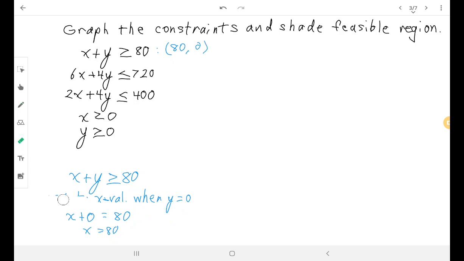Okay? And then I could do the same thing with the y-intercept, and you'll see that it works in exactly the same way. The y-intercept is the y value when the other one, x, equals 0. So we have 0 plus y equals 80, which just means that y equals 80. So we have another good point of 0 and 80.